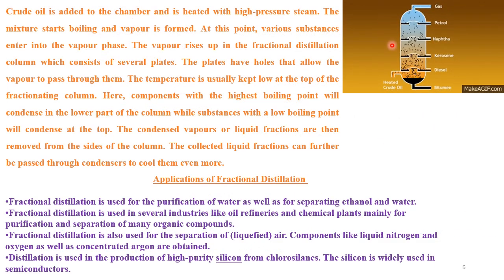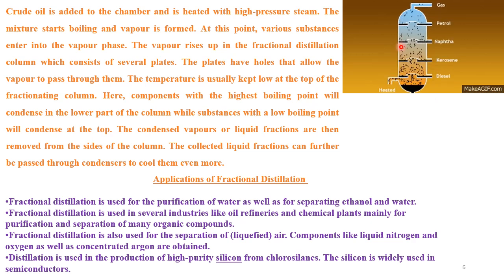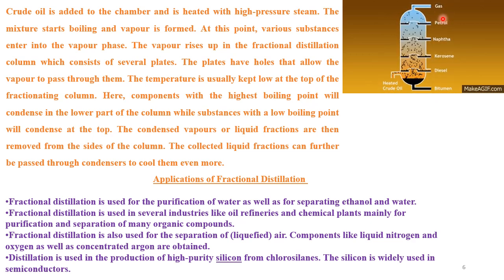Like that condenser, crude oil is added to the chamber with high pressure and steam. The mixture starts boiling and vapor is formed. At certain points, gas, petrol, naphtha, kerosene, diesel, and bitumen are collected from this crude oil mixture.